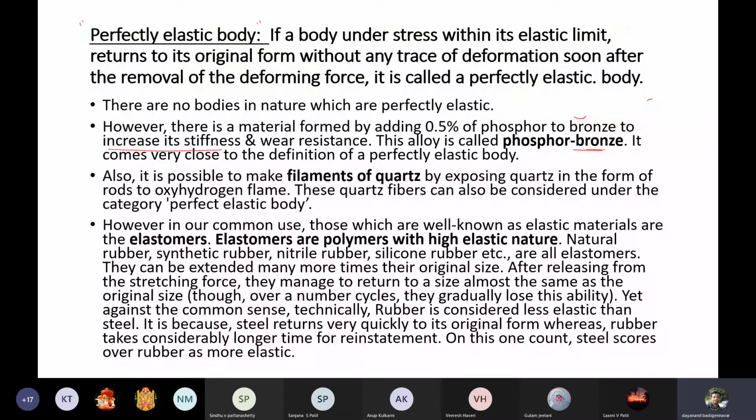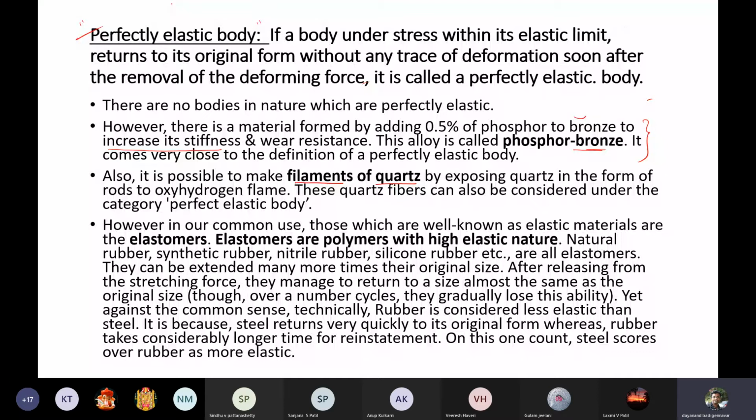This is the reason why it is said to be a perfect elastic, but it's not 100% perfect. Similarly, there are cords, filaments of cords. These are also examples of perfect elastic material. Then you have seen the elastomers.